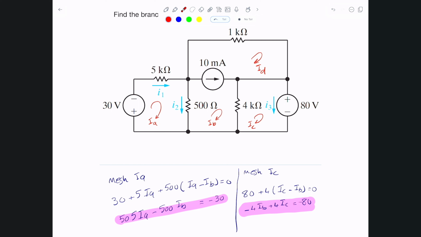So let me just do that in here. Okay, so I'm going to clean this here. Instead of 500 and instead of that 500 in here and 5 in here, I'll say plus 0.5, because 500 ohms is half a kilo ohm. Okay, so now we can re-clean this here. That will be 5.5 IA minus 0.5 IB equals negative 30, and now this equation is correct.